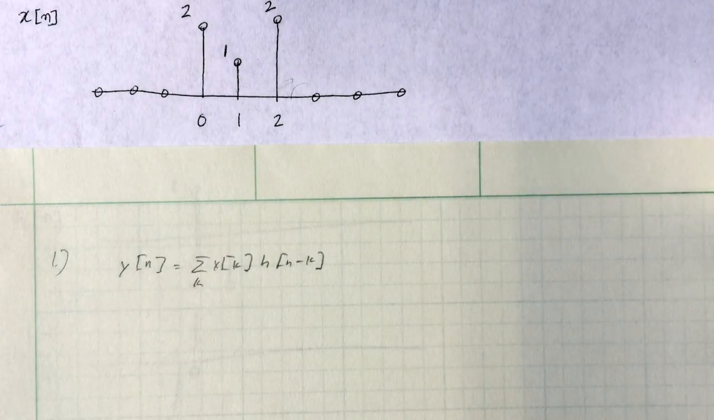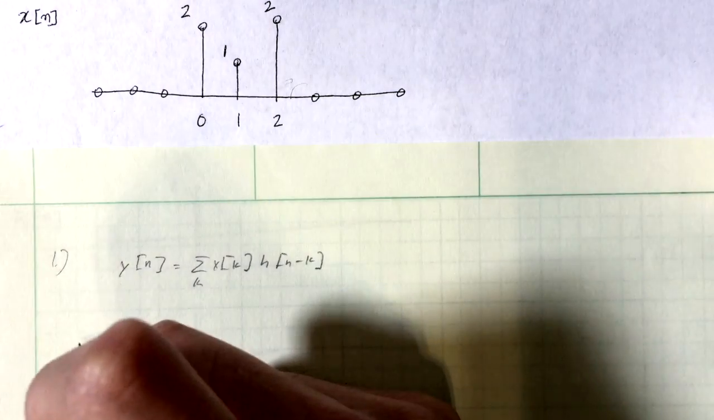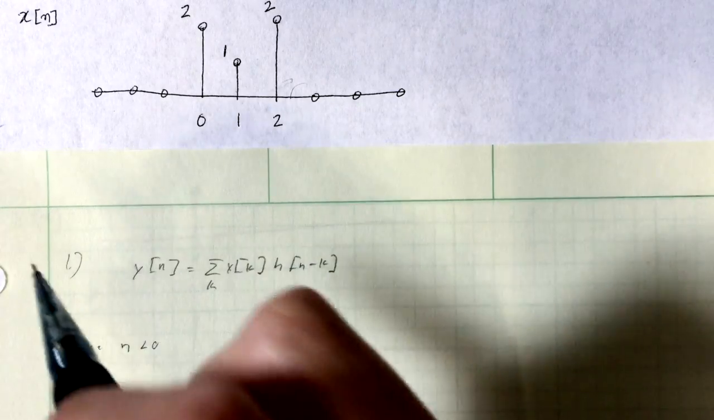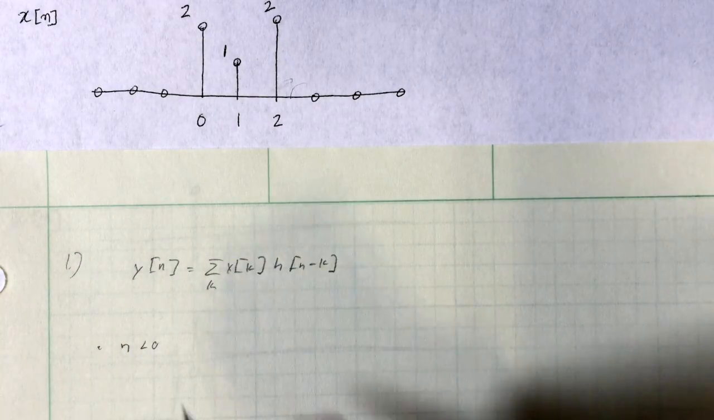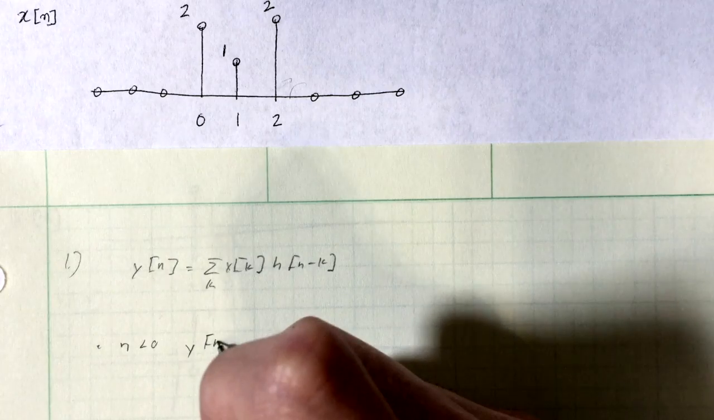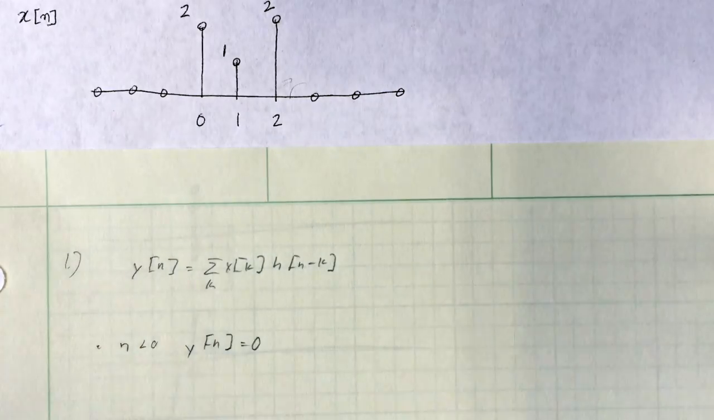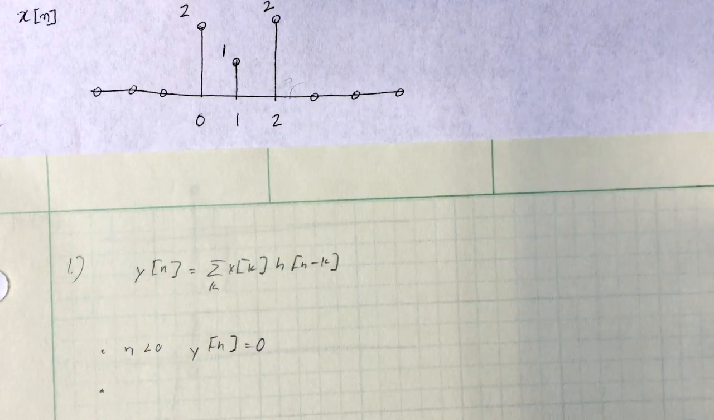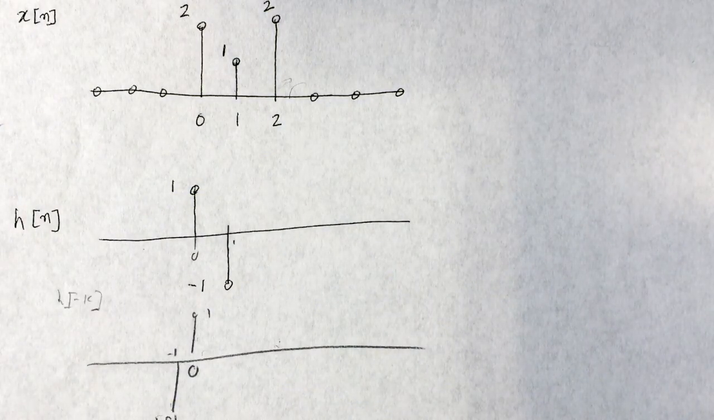Right. So that is the definition of discrete time convolution. So when we convolve two signals, this is the result. And now I like to list out my bounds. So when n is less than 0, the shifting value, y of n will equal 0 because the signals will not overlap. And now let's see what else we get.